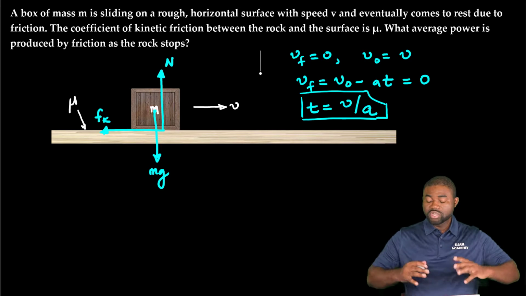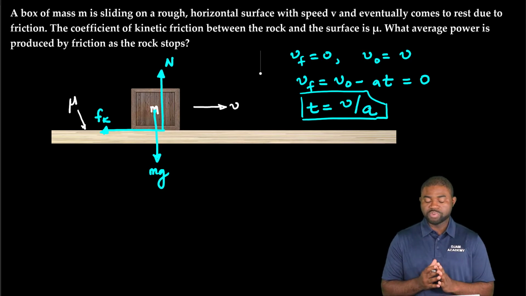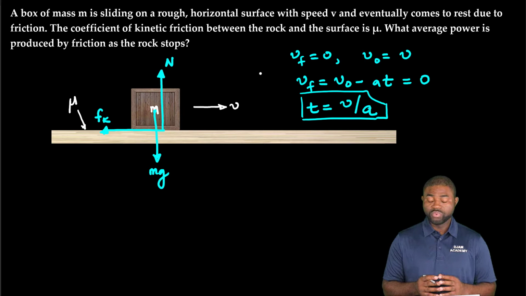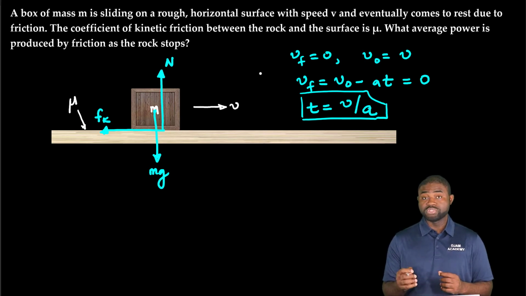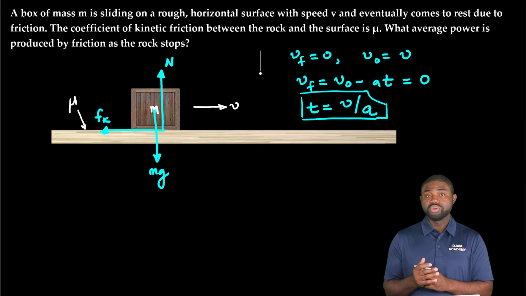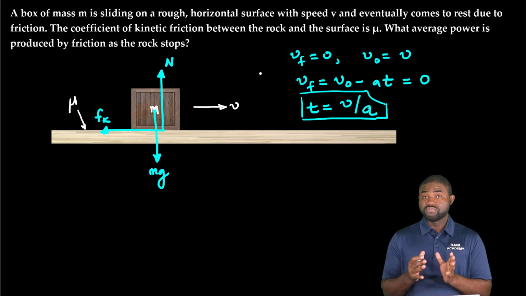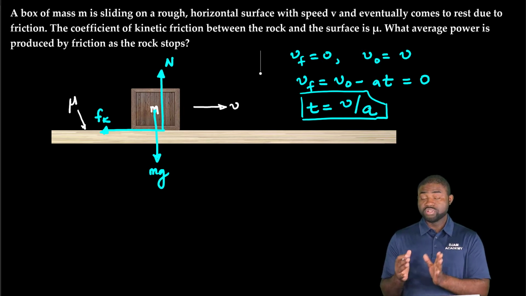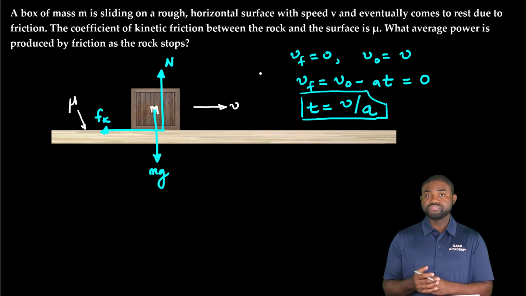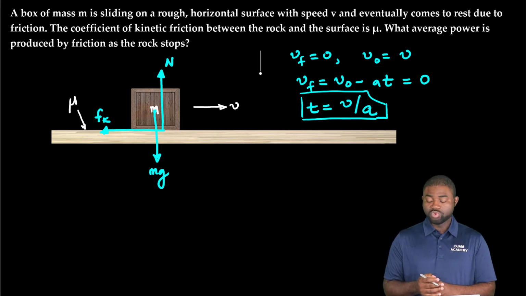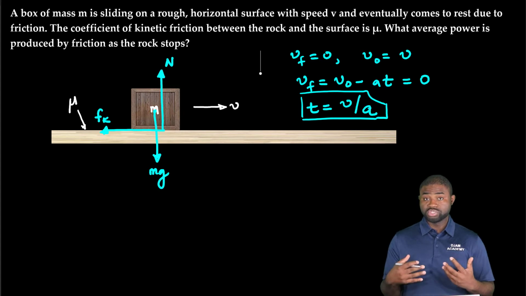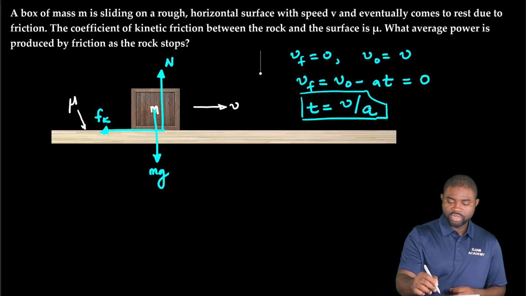Now, there are two ways that we can calculate the average power produced by friction. We can use the fact that the power generated by a force is equal to the component of that force parallel to the direction of motion multiplied by the average velocity of that object. Or we can use the fact that power is the rate at which energy is transferred. So I'm going to use both methods just to illustrate how you can do this. So let's get started.